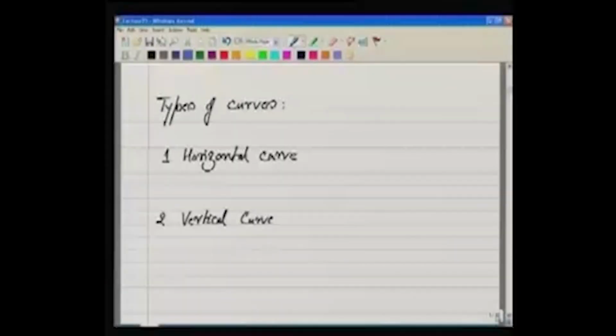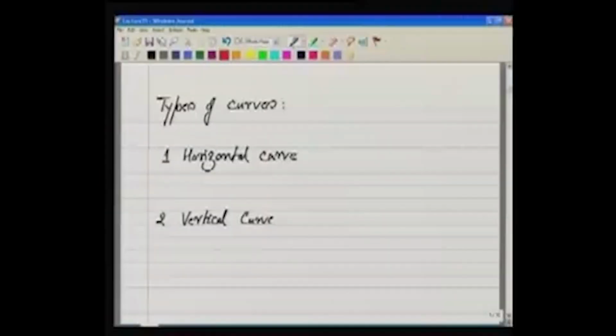Also you might have seen, for example, that many buildings have very beautiful curvilinear shapes. So the architect had given the design like that. It's the job of the site engineer to implement those curves there in the field. So there also we need to set out the curves. Now we will look at the types of the curves.